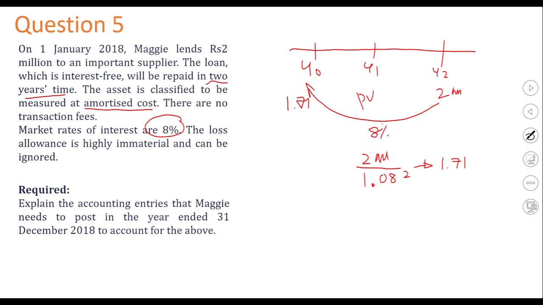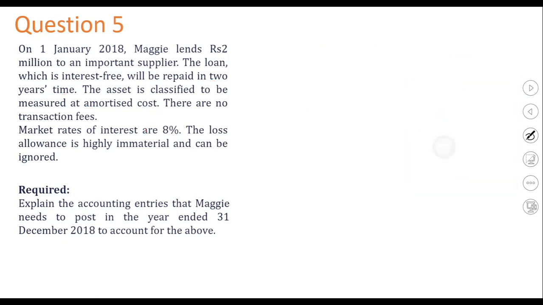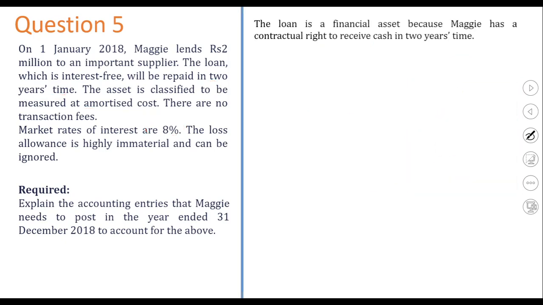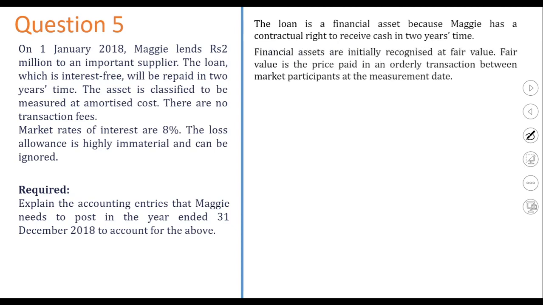So this is how initially you should measure these kinds of financial instruments. What you should do is get the fair value, the present value. The loan is a financial asset because Magi has a contractual right to receive cash after 2 years. Financial assets are initially recognized at fair value. Fair value is the price paid in an ordinary transaction between two market participants.